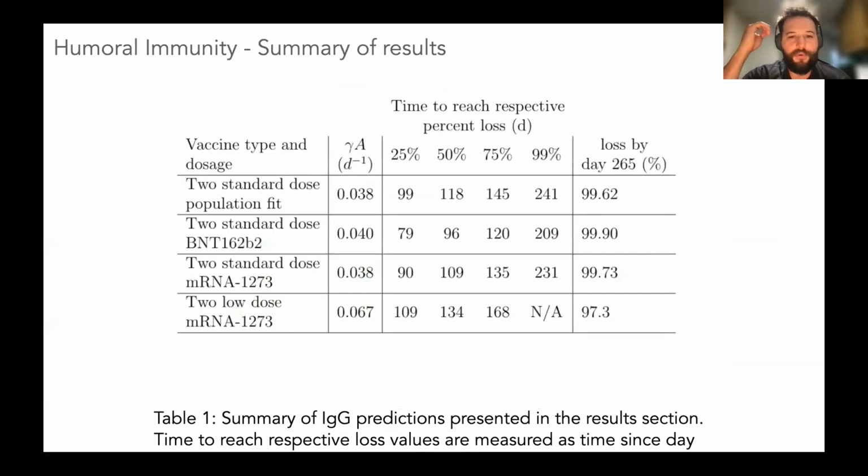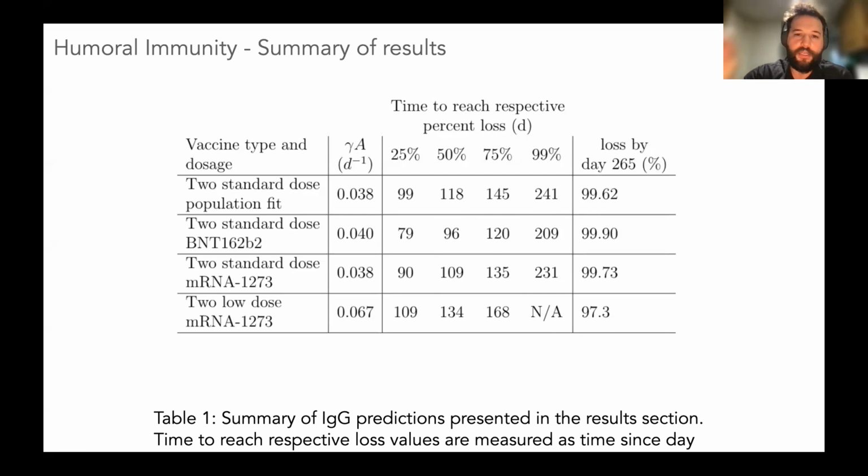And then here's the summary of our percent loss milestones, but also our gamma degradation rate that we pulled out for all of our fits. You can see Pfizer and Moderna actually have a similar humoral degradation estimate of around 0.04 for Pfizer and 0.038 for Moderna, so slightly faster for Pfizer, but that makes a difference over the course of 265 days. And then we find the gamma A to be quite a bit faster for Moderna.